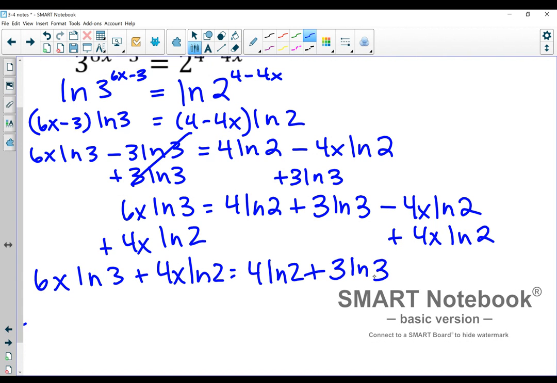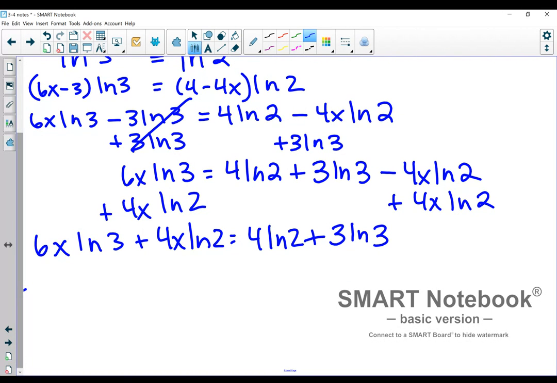And notice I haven't taken any of those natural logs. I really want my answer to be exact. And if I figured out these right now and started adding them, I'd have decimals everywhere. So we're just going to leave it like this.